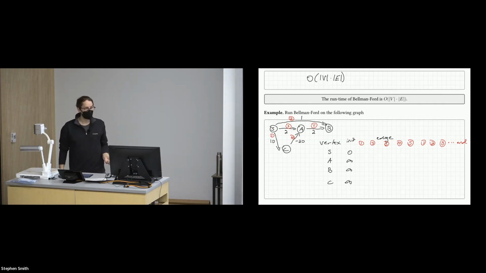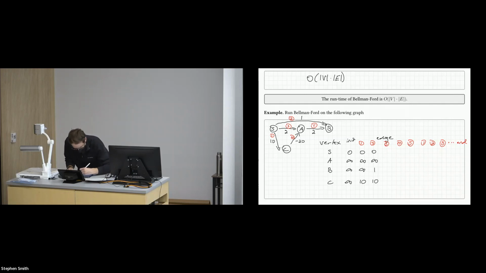Now we update edge 1. And we find a path of length 10 to C, right? So after the update of 1, we have 0, infinity, infinity, 10. Now we update edge 2, and we find a path of length 1 to B. So 0, infinity, 1, 10. Now we update edge 3. That gives us a path of length 2 to A. 0, 2, 1, 10. Update edge 4.